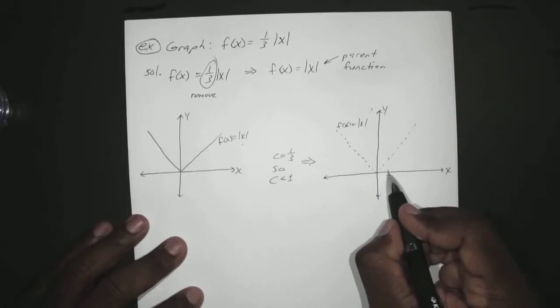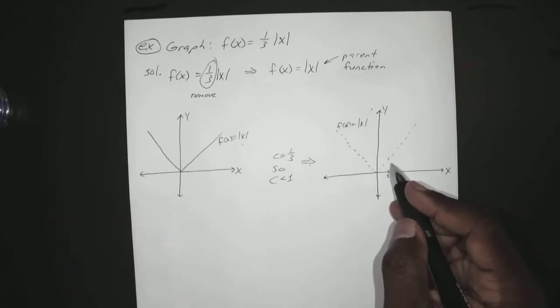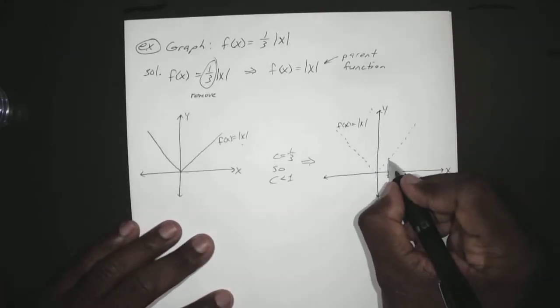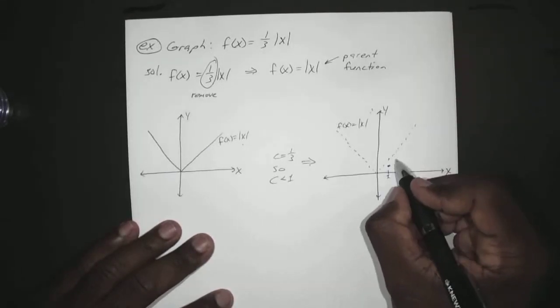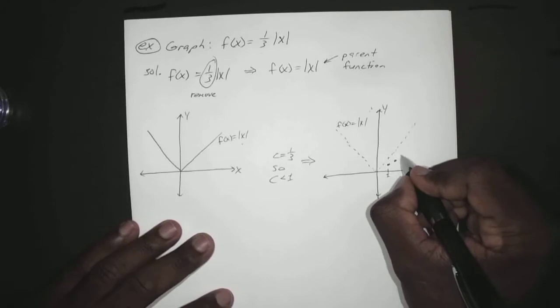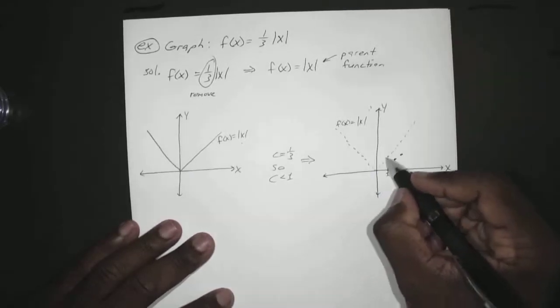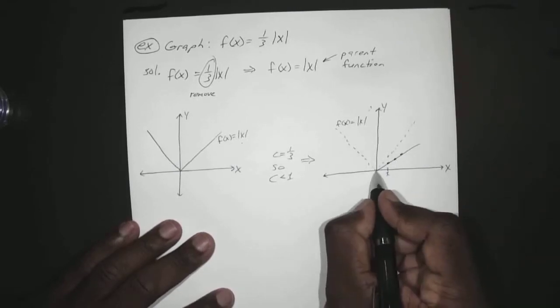Here, if you plug in 1, you have absolute value of 1 is 1, but that's multiplied by 1/3. 1 times 1/3 is 1/3. So instead of being 1, it'll be 1/3. So if you plug in 2, absolute value of 2 is 2, but you multiply that by 1/3, it's now 2/3. So instead of being 2, it's 2/3. So it's just a little higher up. If you plug in 3, you finally end up with 1. Okay, so instead of being like this, your graph is now like that.